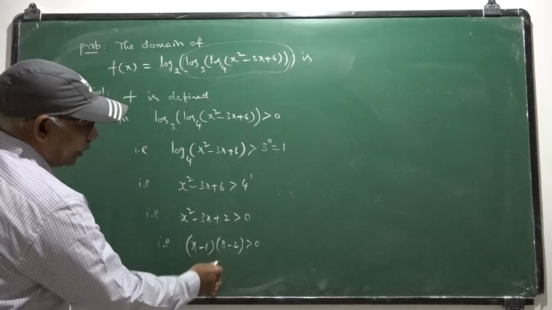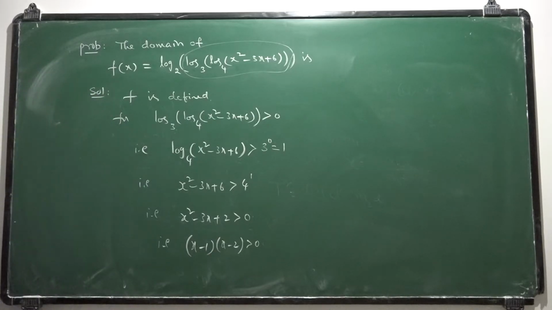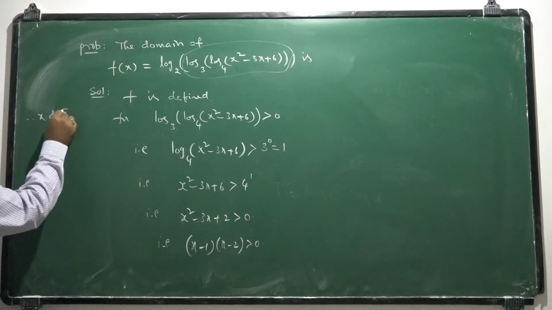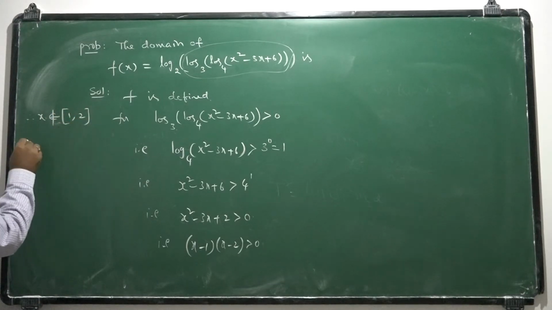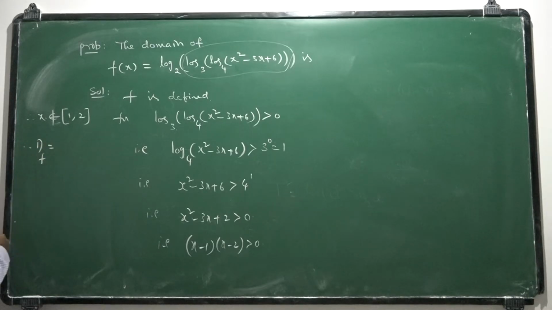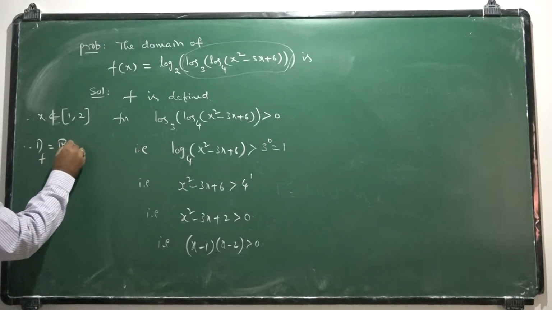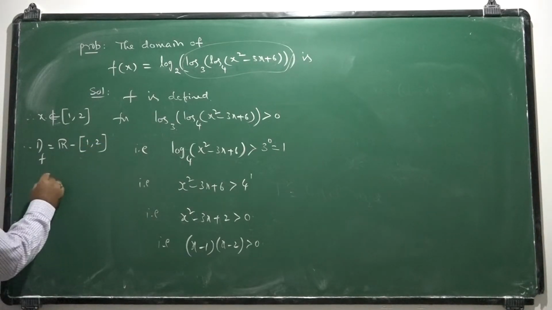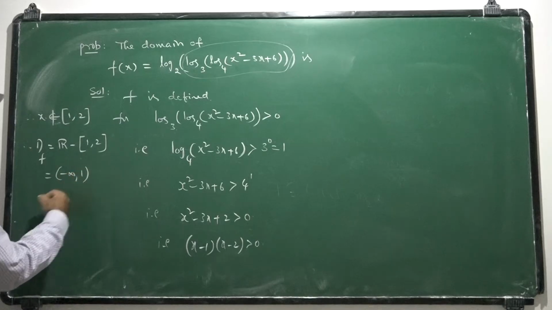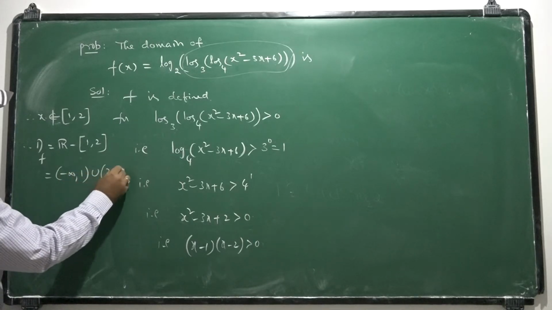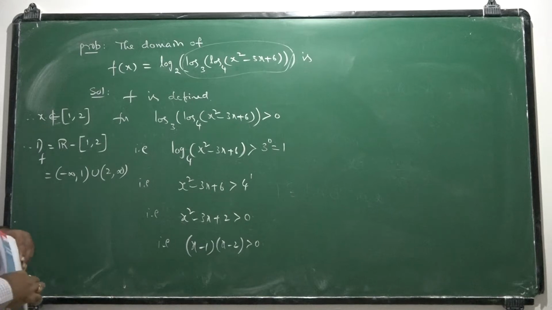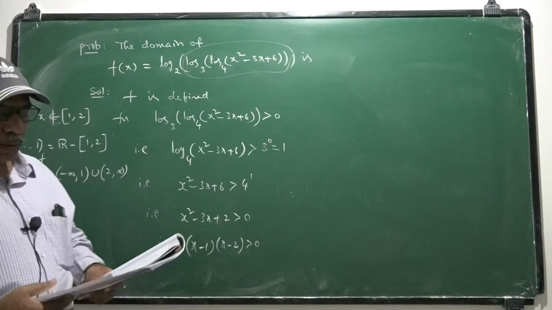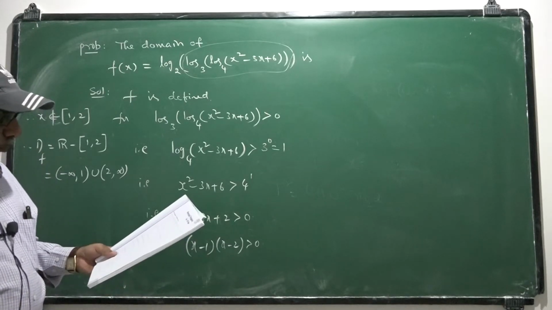This inequality is valid whenever x does not lie between the roots, that is 1 and 2. Hence, the domain of the function is R minus the closed interval [1, 2], or it may be written as minus infinity to 1, open at 1, union 2 to infinity. This is the domain of the given logarithmic function.